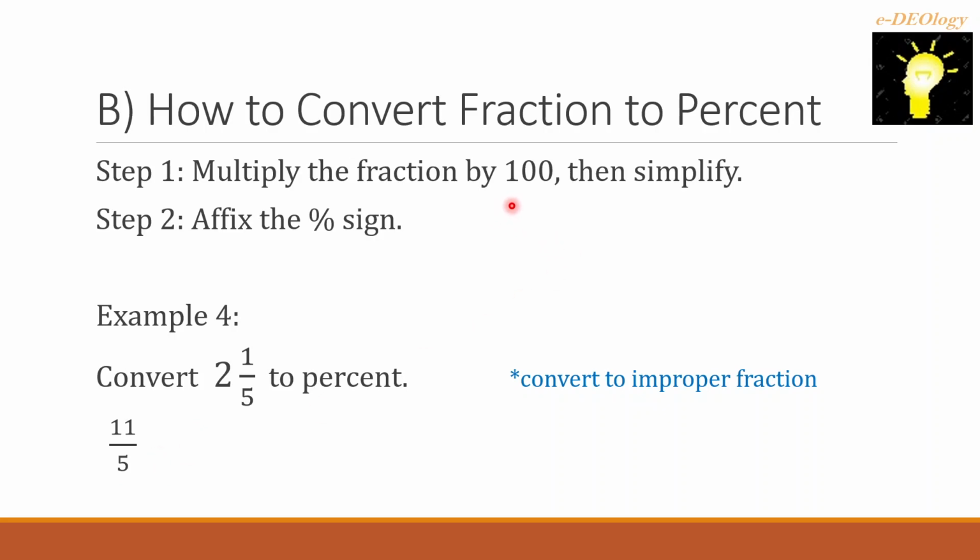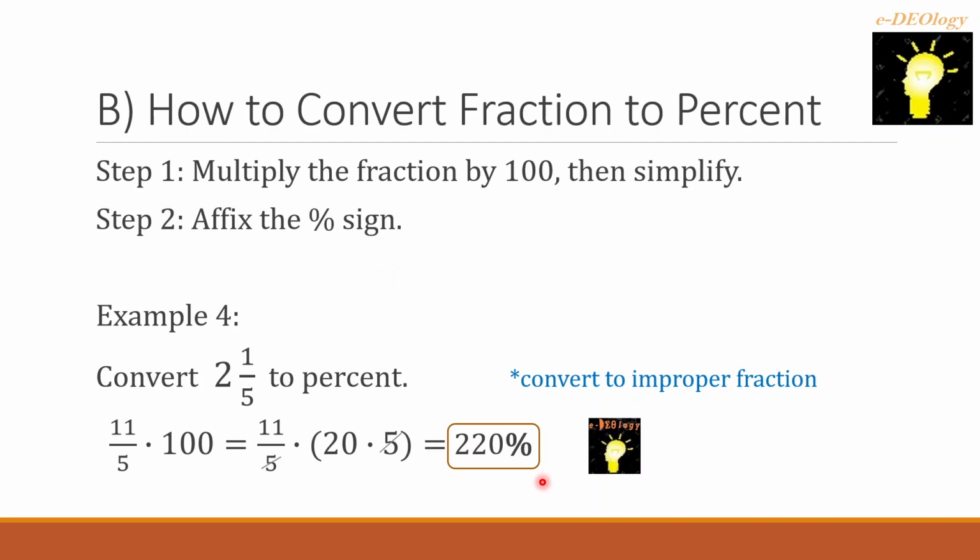Step 1, let's multiply by 100. Then let us simplify. Considering the denominator here, which is 5, let us factor out the 100 into 20 by 5, so that we can cancel the denominator 5 by this factor 5. Then we multiply 11 by 20. So we have 220. Step 2, we affix the percent sign. This is now the final answer.